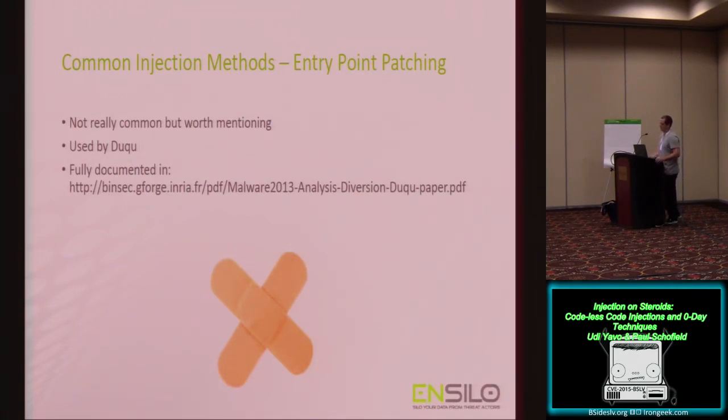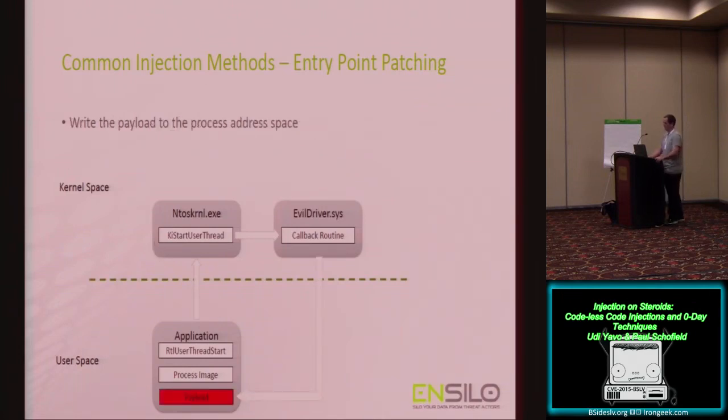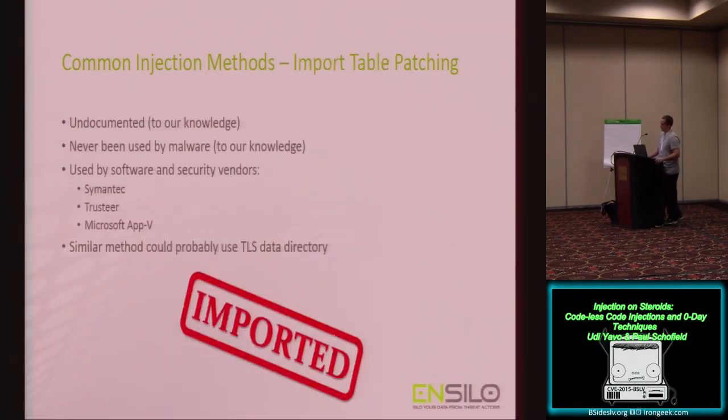Another less common method was used by Dooku. That's why it's worth mentioning. It's also well documented, but I'll quickly explain how it works. Like the APC routine, it waits on the load image notify routine for the main module to load. Let's say the driver is evildriver.sys. So once the main image is loaded, the driver maps some payload into the target application. Then it replaces the entry point of the target image with a jump to the payload. And once the payload executes, it restores the original bytes on the main image entry point and jumps back to it. This is nice since it ensures that the payload will execute before the main code is executed.